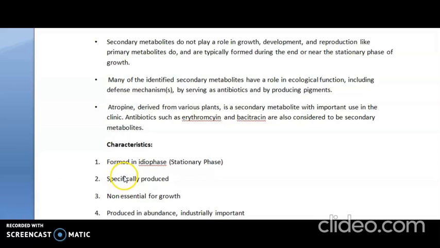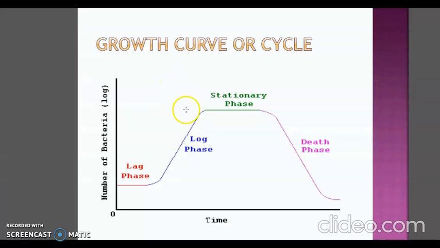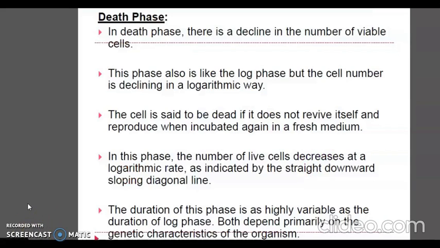They are formed in the idiophase of the stationary phase, and they are produced in abundance, and hence they are industrially important. So when you look at the growth curve, you can see that the viable count remains stationary as an equilibrium exists between the dying cells and the newly formed cells in the stationary phase. And the next phase is the death phase. In the graph itself, you can see a phase of decline. In the death phase, there is a decline in the number of viable cells.